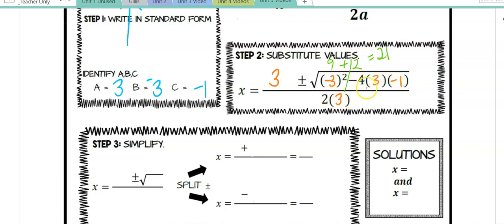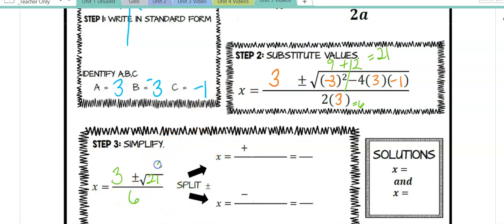I always simplify this part of it first. I do the first half and then that minus half right there, so the b squared and then the minus 4ac. So I'm going to come down here and I have 3 plus or minus the square root of 21, all divided by 2 times 3, which gives me a 6.